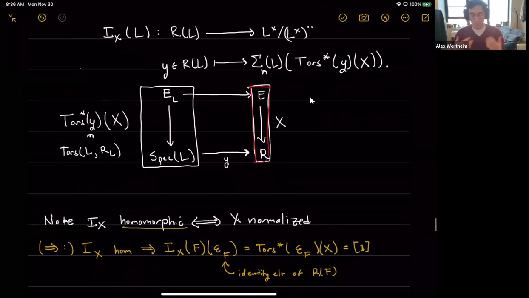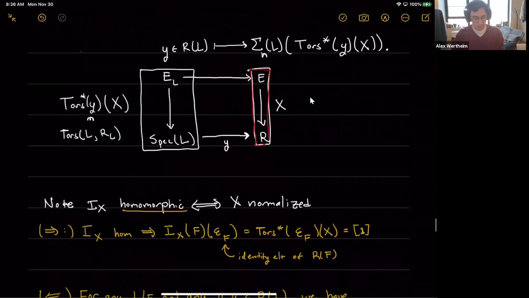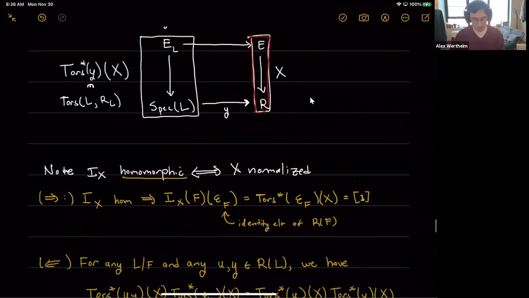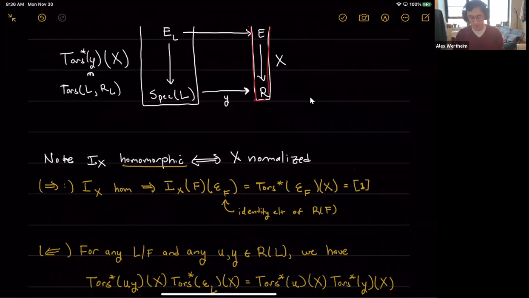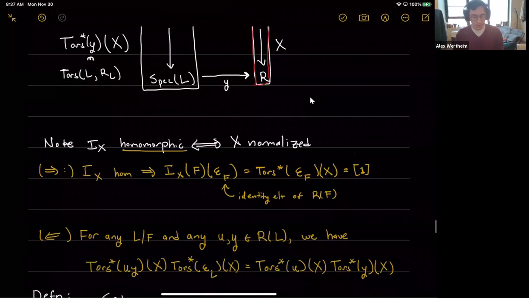And what is the importance of restricting our attention to normalized torsors? Well, one can see with some work that Ix is in fact homomorphic if and only if X is normalized. And so one of these directions is straightforward. If the invariant Ix is homomorphic, then its evaluation on the identity element of Rf, which I'll denote epsilon f, is just the trivial class. But by definition of Ix, its evaluation on epsilon f is just the pullback of x along epsilon f. And so in fact, this is exactly the condition that x be normalized.